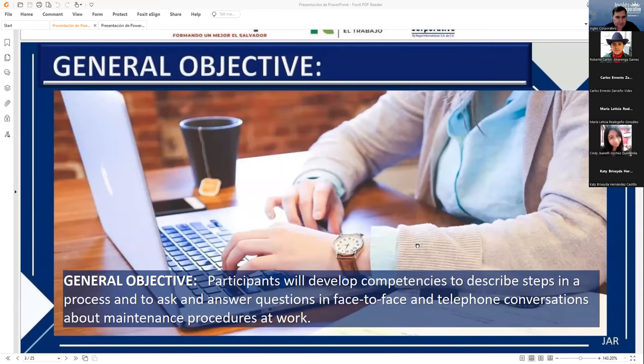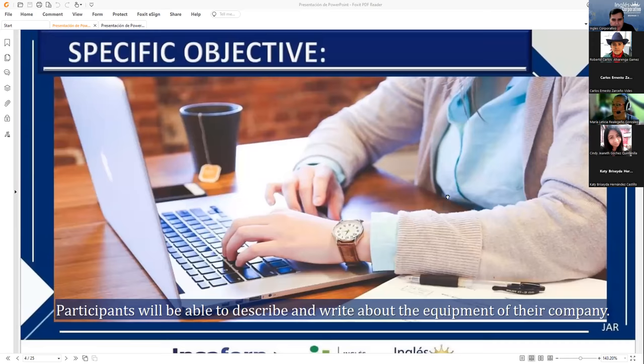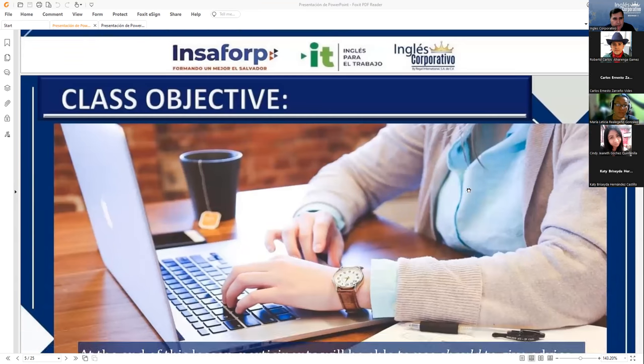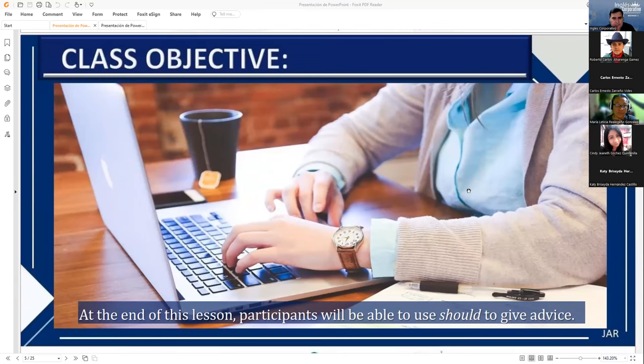This is the general objective. This is the specific objective. And this is the class objective. At the end of this lesson, participants will be able to use should to give advice.